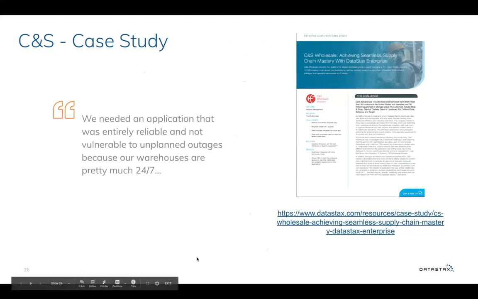And we do have this case study on our website. You can read more about that if you're interested. I just want to highlight a quote from CNS directly: we needed an application that was entirely reliable and not vulnerable to unplanned outages because our warehouses were pretty much 24/7. So again, it's really around the 24/7 capability of Cassandra and ensuring that you can actually drive use cases that you can think of from a business perspective or personal usage perspective on top of Cassandra.